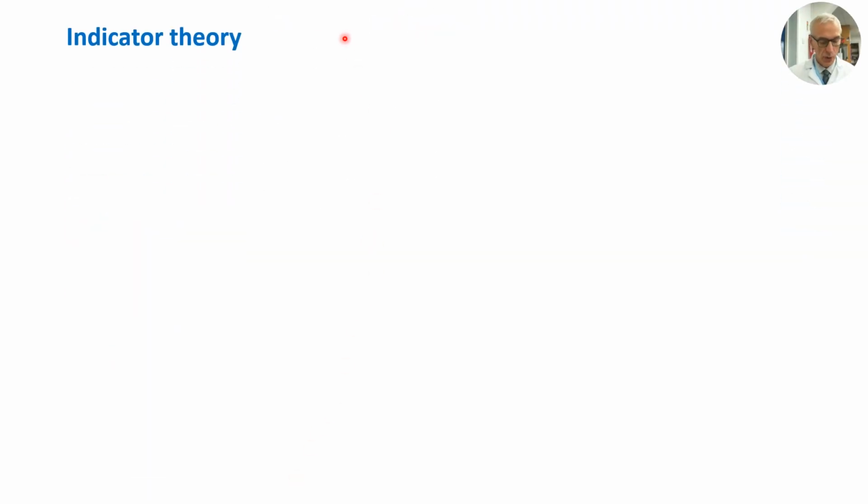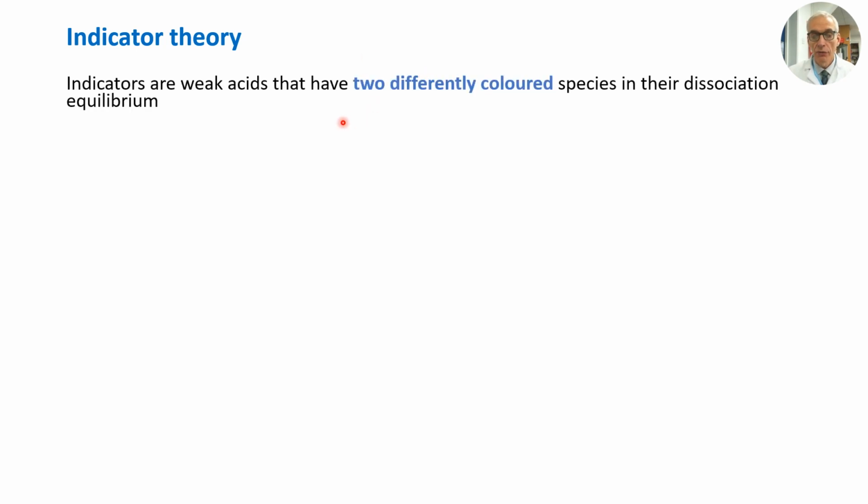So moving on to indicator theory, we're going to regard indicators as weak acids that have two differently colored species in their dissociation equilibrium. If we think of our weak acid as HA, H+ and A- are formed by the dissociation, but HA might be red and the conjugate base A- might be blue. If we have this situation, then this acid has the potential to be a useful indicator.